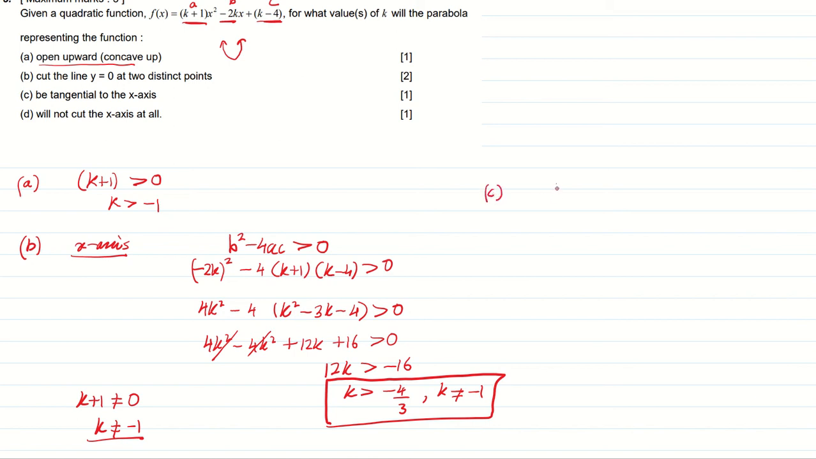Tangential to the x-axis. Tangential to the x-axis means one solution, equal roots. b square minus 4ac is equal to 0. b square is equal to 4ac. The same way you can solve, and you'll get your k is equal to minus 4 by 3.